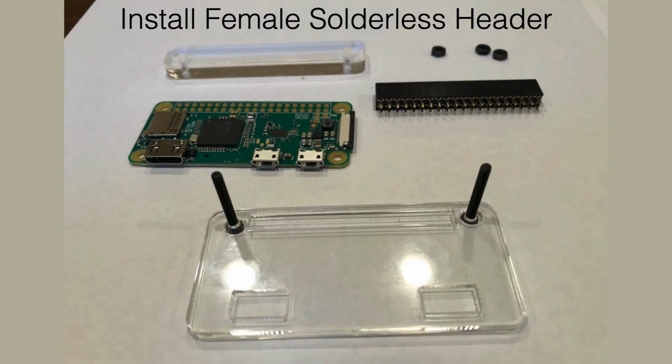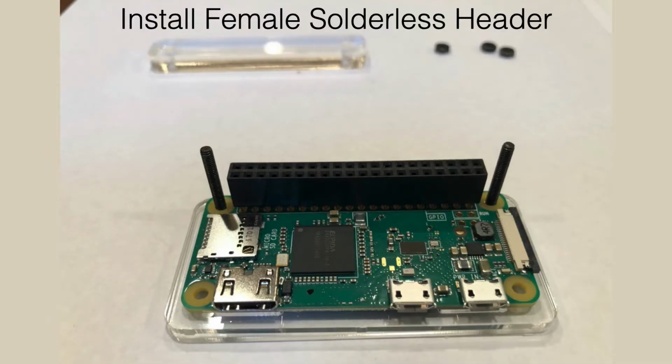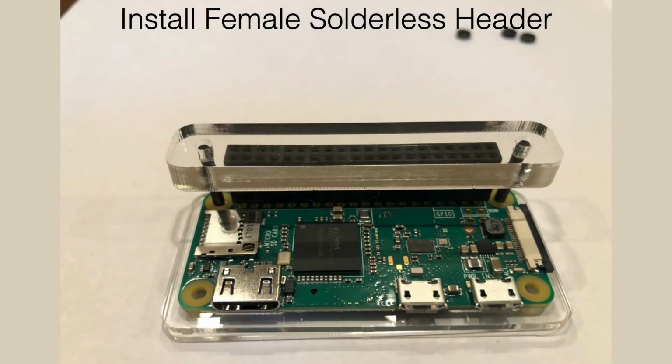To install the female solderless header, it is easiest to use a jig, like this clear plastic jig. Place the Raspberry Pi Zero W over the screws on the jig, then lay the solderless header on top of the Raspberry Pi Zero, with all of the pins aligned with the holes. Next, we'll put the top of the plastic jig over top of the solderless header. Now, using a hammer, we will tap the top of the jig until the solderless header is flush with the board.